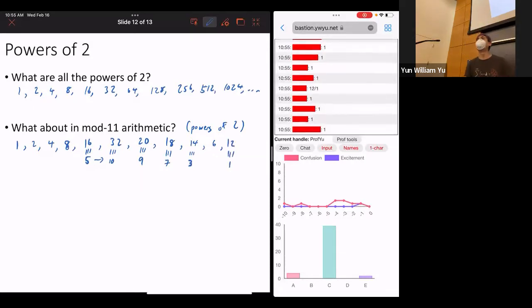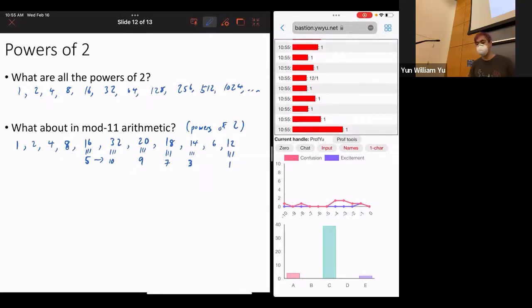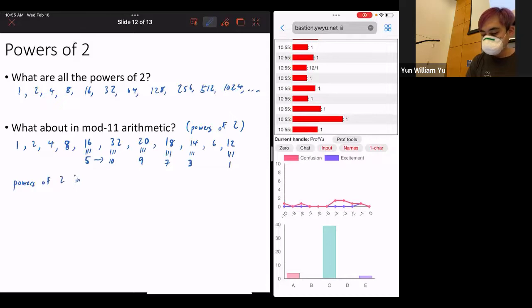But now wait a moment. Something weird just happened, right? We just started repeating ourselves because we're back at 1 now. We could keep on doubling, but we just get the same chain of things over and over again. So somehow powers of 2 in mod 11 are every number except 0. If you look at this, you can check you have 1, 2, 3, 4, 5, 6, 7, 8, 9, 10.